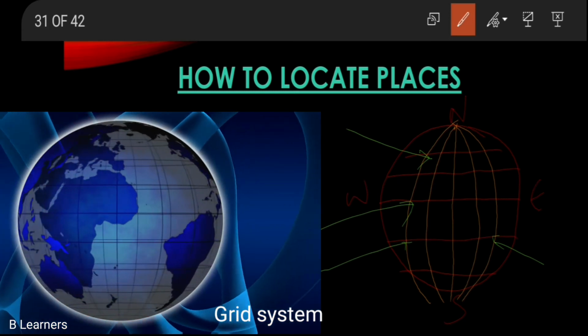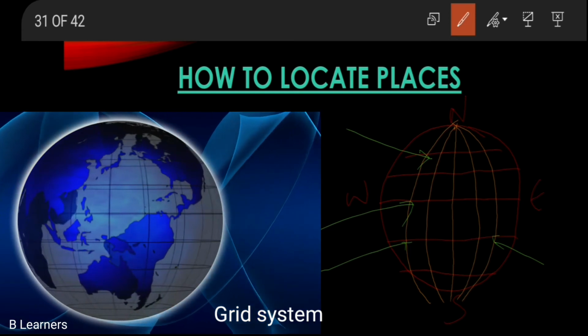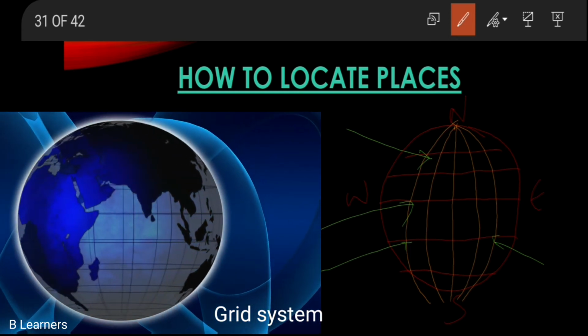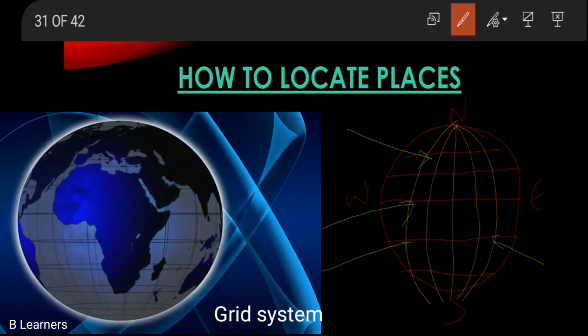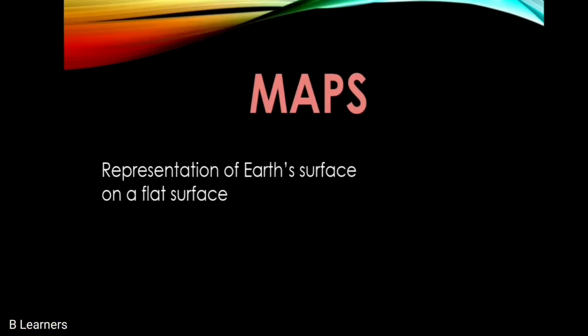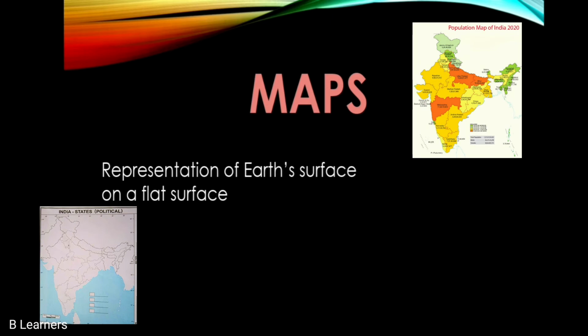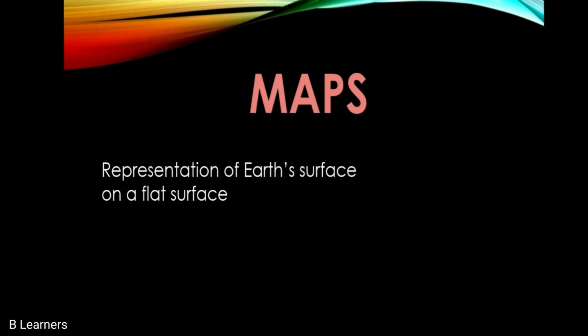Or in other words, we can say the point at which a latitude and longitude meet helps us to locate places on the globe or on the map. We have seen maps many times, in fact, in our books also, but we have never tried to define the map. Today we will define what a map actually means.